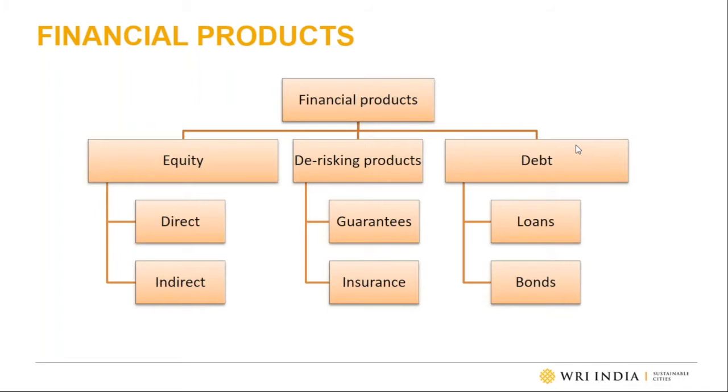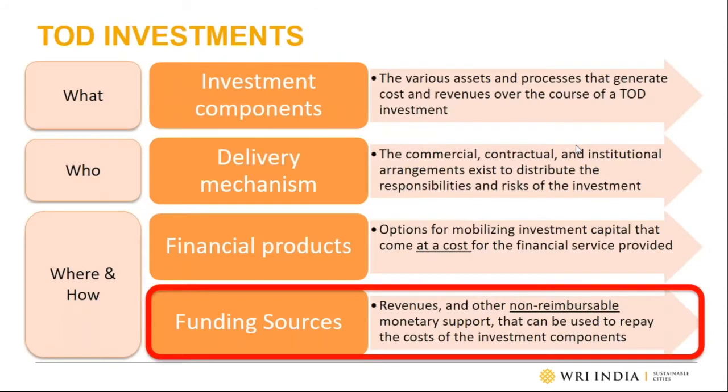Unlike funding sources, financial products are financial services provided with the expectation of repayment, typically in the form of interest, coupons, dividends, or other types of fees. The fourth and final critical component of TOD investment is funding sources. Where and how will it get financed in terms of revenue that will not need any repayment? Going forward, this webinar will focus on expanding funding sources, especially focusing on land value capture.